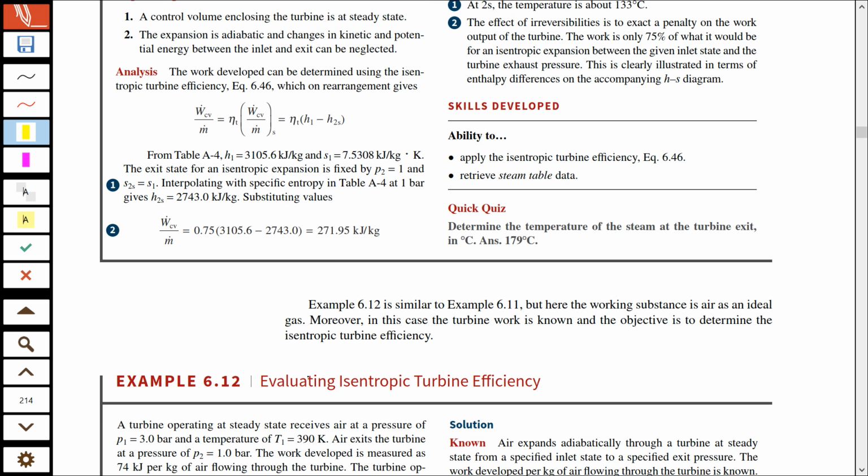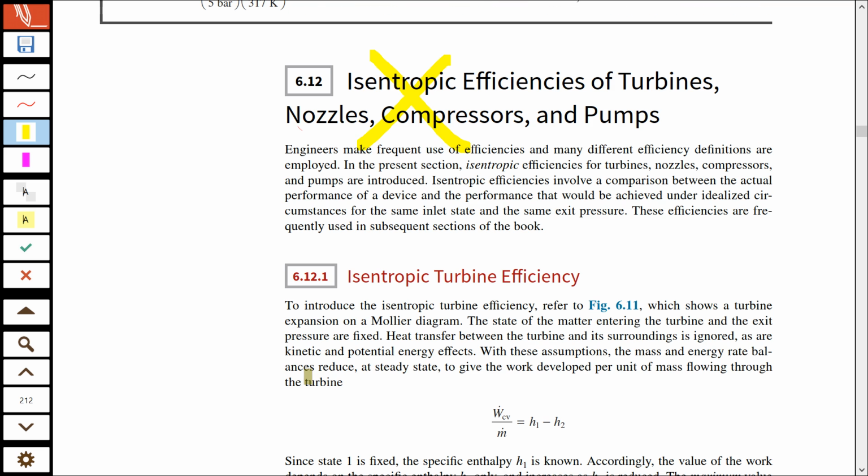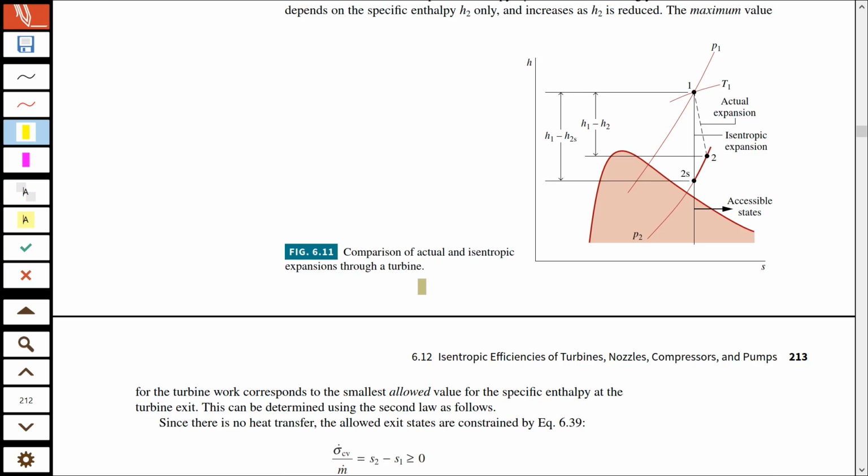Actually, this is just a part of that. So if we are skipping this section, we are automatically skipping isentropic efficiencies of turbines, nozzles, compressors, pumps. So all they are actually subsections.